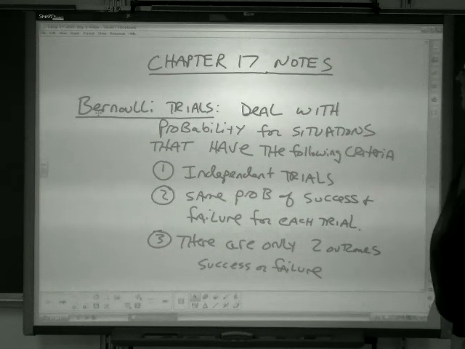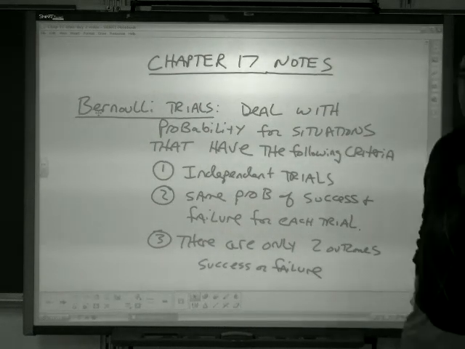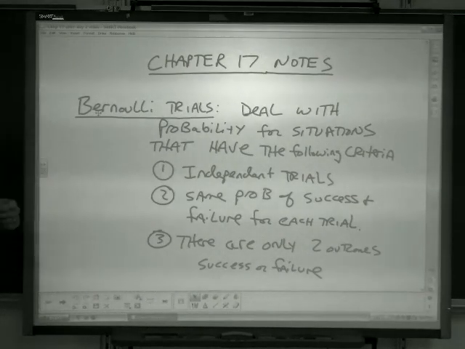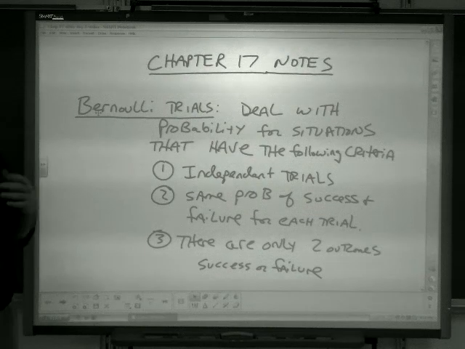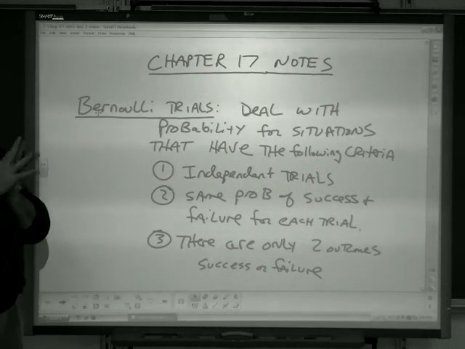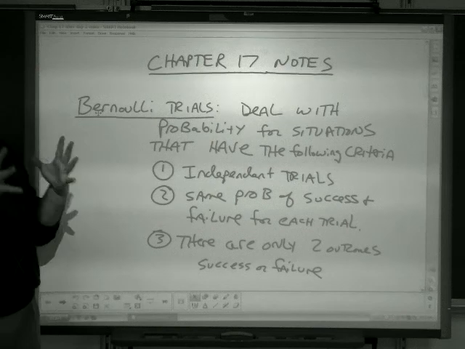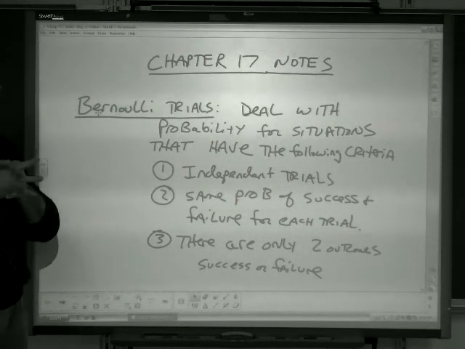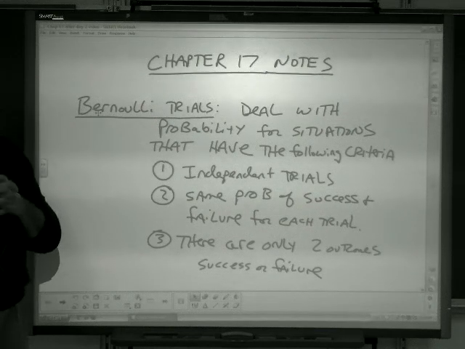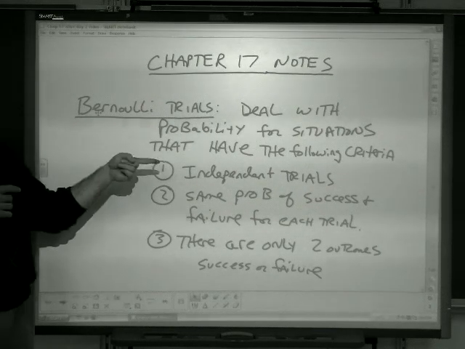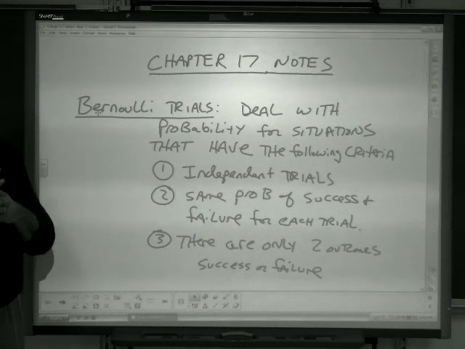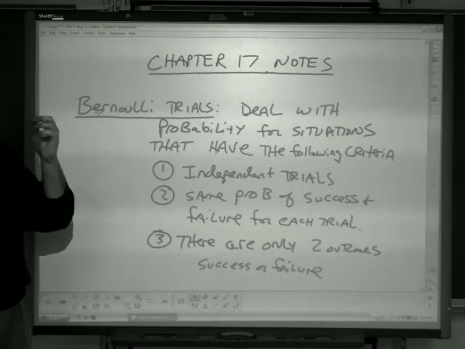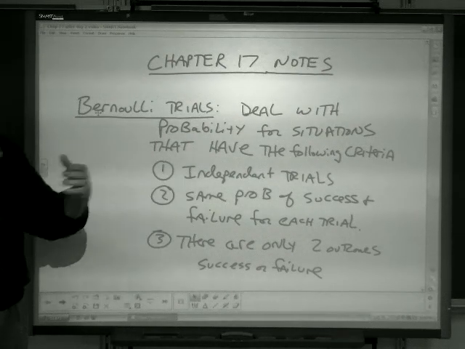So chapter 17 starts out with defining these conditions. Those type of trials are called Bernoulli. It's kind of just a fancy vocabulary word that we give to the general classification of those kinds of trials. They deal with the probability for situations that have the following criteria. 1, independent trials. So every time I do the trial, the previous outcome does not affect my next trial.